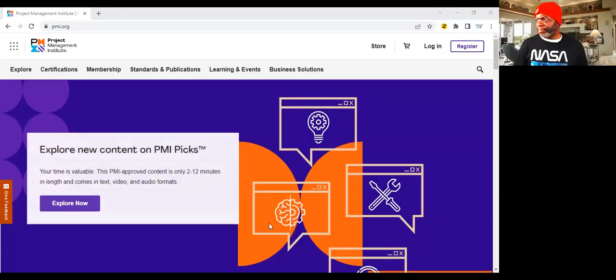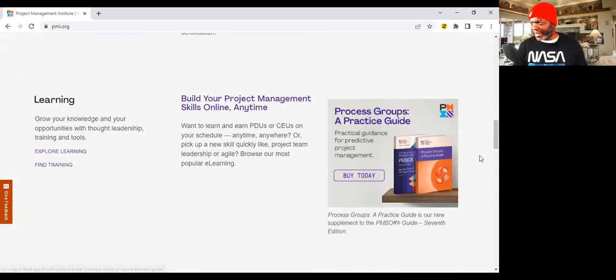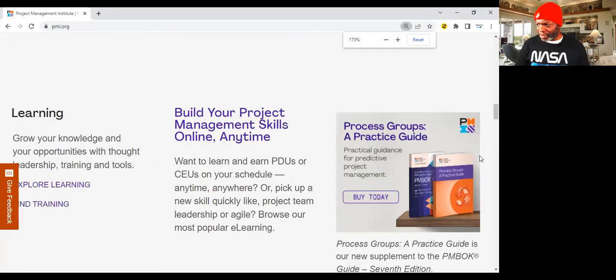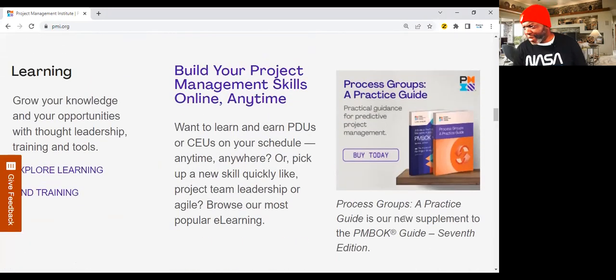Okay. Now, if you look around this website, you're going to see this image down here. Let's take a closer look at it. It says, Process Groups, a practice guide, is our new supplement to the PMBOK Guide 7th edition. Now, if the 7th was all that and a bag of chips, why do you need a supplement? You need a supplement because it is not enough. The 7th is not enough.